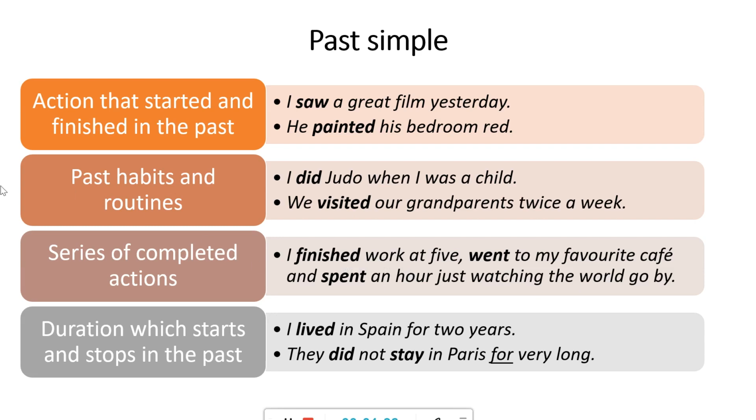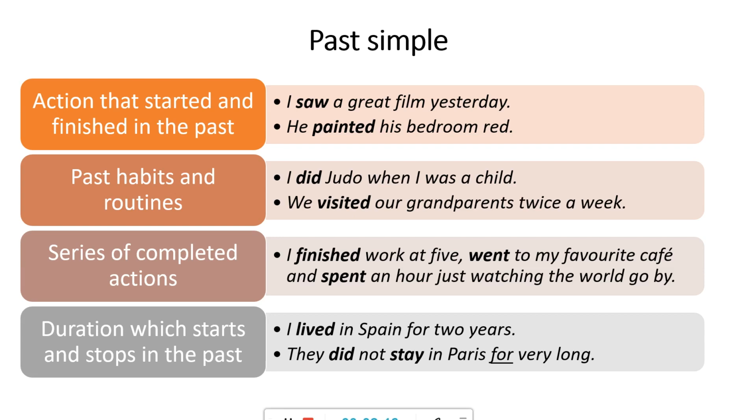And last but not least, duration, which starts and stops in the past. And here is where you can use for. But unlike for with present perfect, when you use for with past simple, it means that the action doesn't happen anymore. It's no longer going on. If I say I lived in Spain for 2 years, it means that right now I don't live there. So I lived for 2 years at a point in the past.